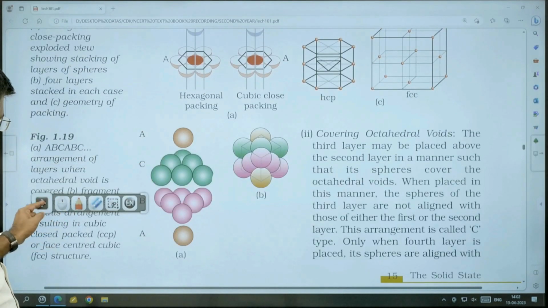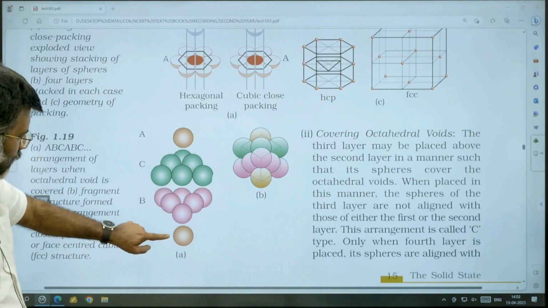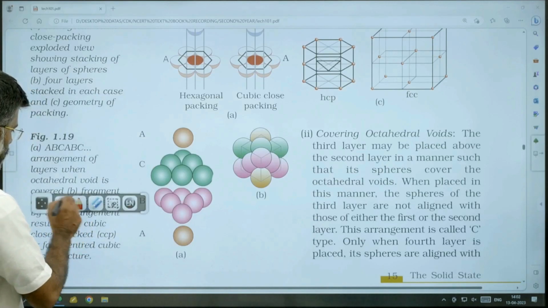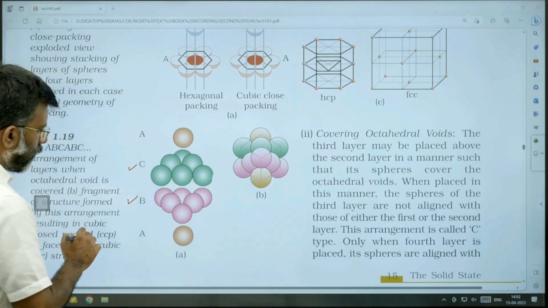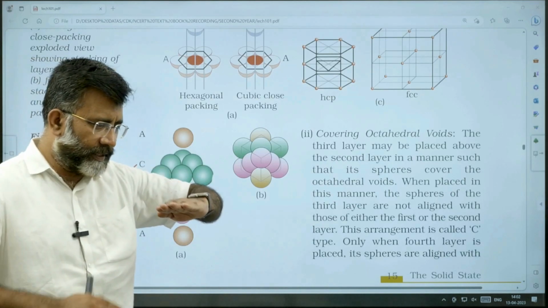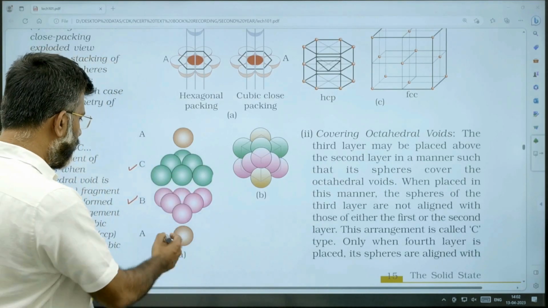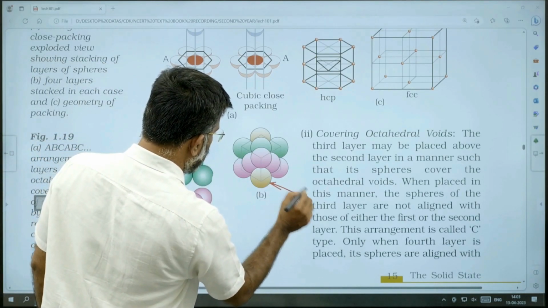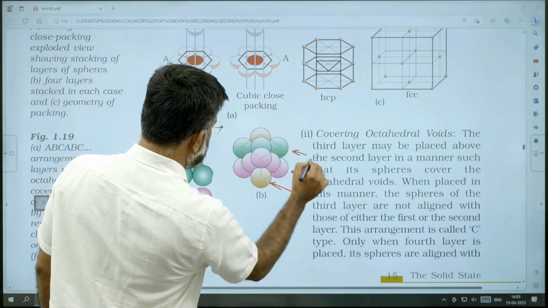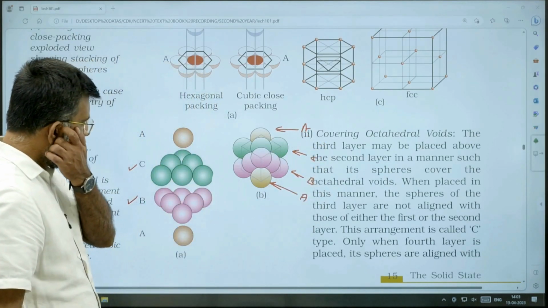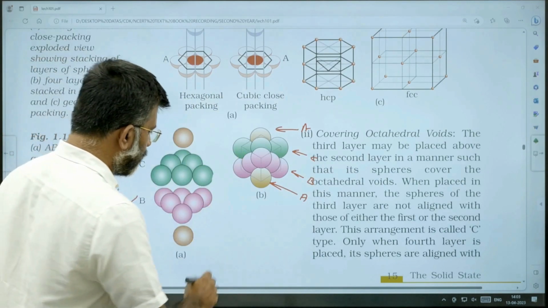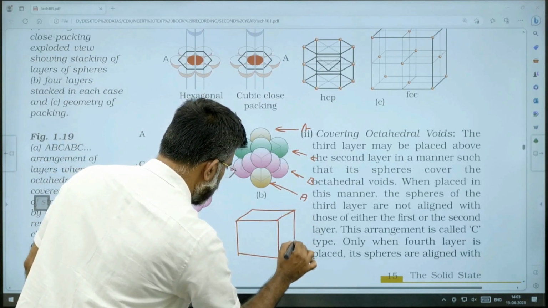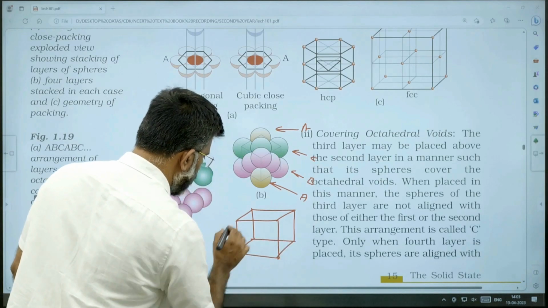You can see the FCC arrangement here. Layer A, layer B, layer C. I told you B and C are opposite layers. Don't you understand? B and C are opposite. If one is like this, one is like this. Now A, B, C, A, it is repeating. You see A, B, C, A. And this arrangement we have already seen, in the FCC arrangement, face-centered cubic system.